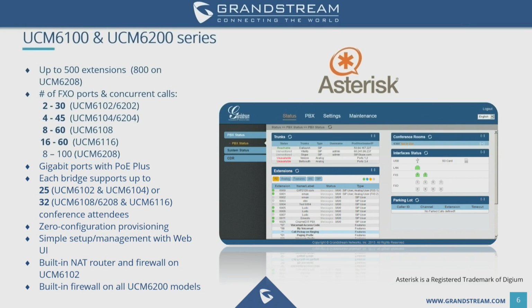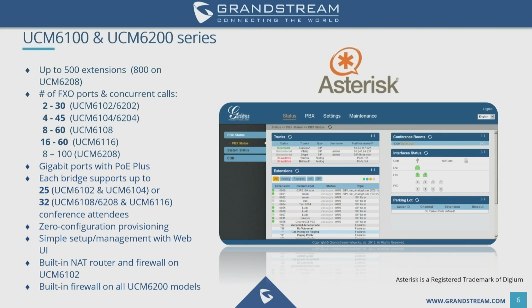So with all the 6100 and 6200 series models, there's a variety of different models. The last number in the model name tells you how many FXO ports. So the 6102, 6202 give you 2 FXO ports, whereas the 6108 or the 6208 will give you 8 FXO ports. Also, the devices vary slightly on concurrent calls, as you see there.